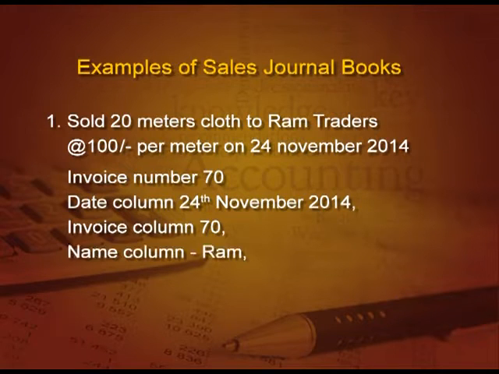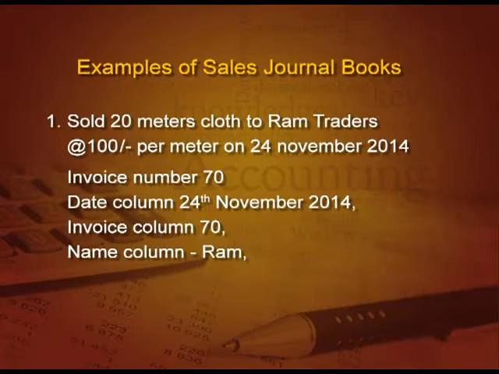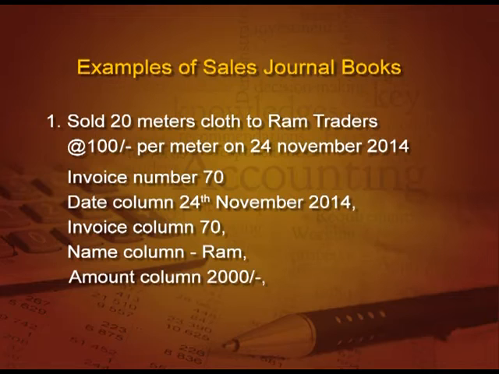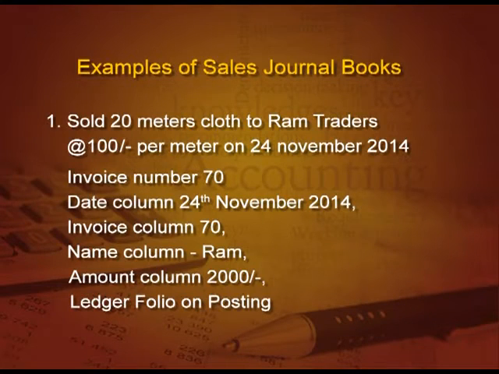Then in the name of customer column, we will write Ram, the person to whom we are sending the goods, that is the customer, and in the amount column, we will write 2000 rupees, that is 20 meters into 100 is 2000. Once again, ledger folio will come when we post this entry in the Ram account after a particular time. Let us take another example.